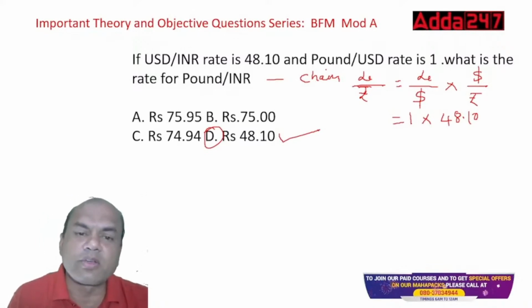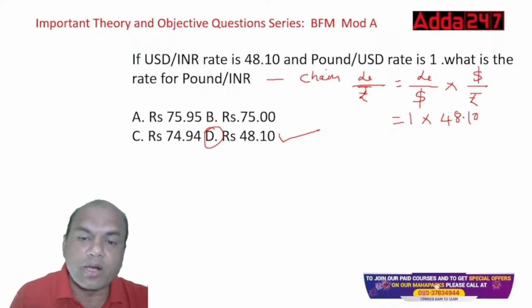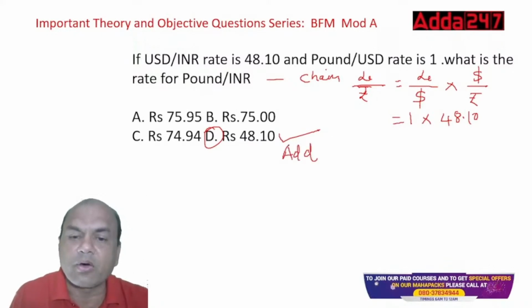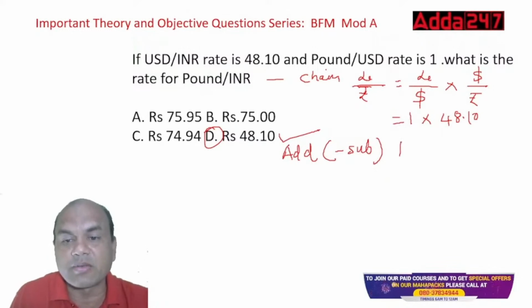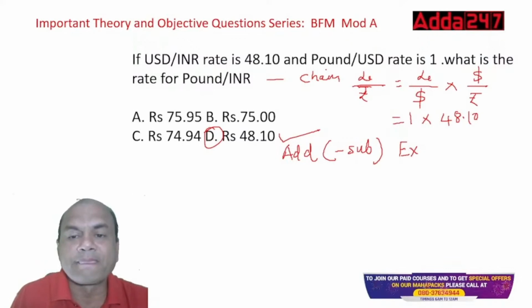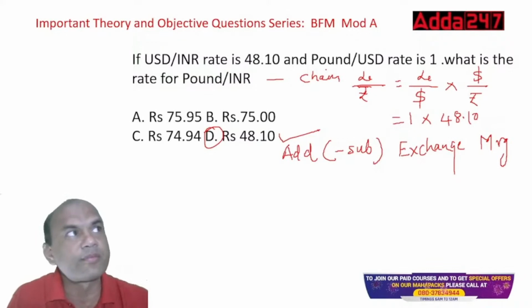Always remember, while solving any Forex problem, the important part which remains in CAIIB is, after you get this rate, you have to either add or subtract the margin. Add or subtract depending on the transaction. Which margin? The exchange margin. Remember, in JIB you had the problem only up to this much. In CAIIB you have the exchange margin also. So this exchange margin, you have to either add or subtract it. Now, how will you decide whether to add or subtract?